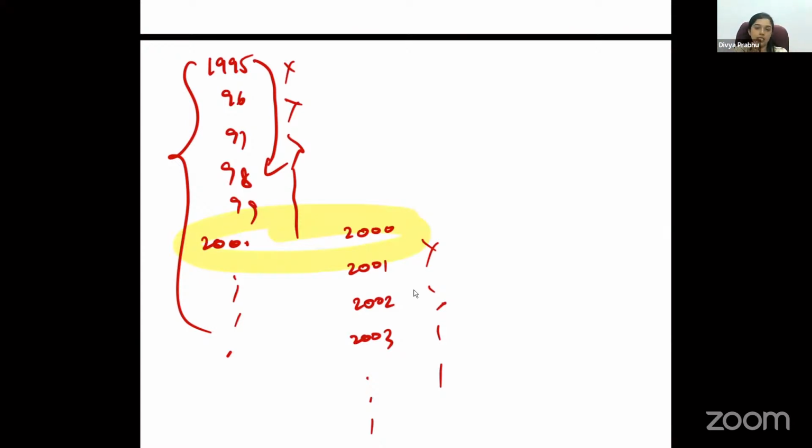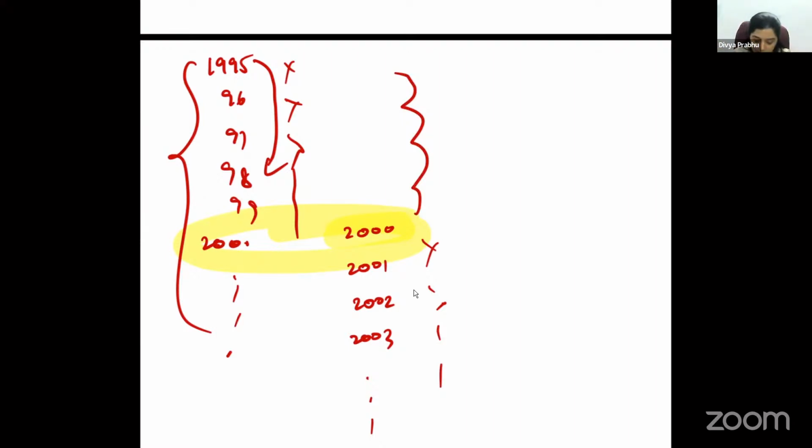I am combining the two series, which is known as splicing of index numbers. When I am splicing, I will combine these two index series into one. Let's say I want to keep 2000 as the base, which means that all these earlier values I will recalculate. That is known as backward splicing.